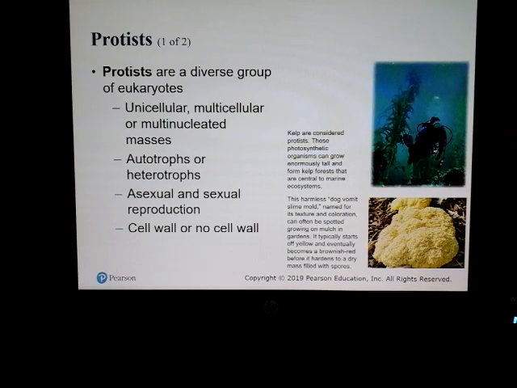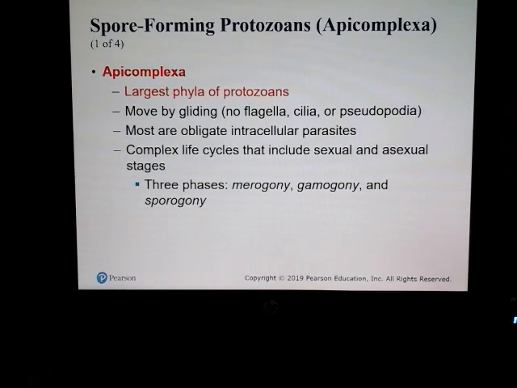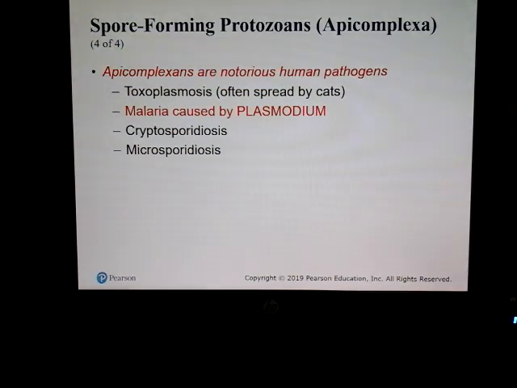Now, protists are unicellular, multicellular, multinucleated. They can have sexual or asexual reproduction. Sometimes they have a cell wall, sometimes they do not. The one group I'd like you to be aware of are called apicomplexa. They're the largest phyla of protozoans. Within that group, I'd like you guys to be aware of the one that causes malaria. So please know, malaria is caused by Plasmodium. We're going to be talking about toxoplasmosis later, cryptosporidium, and that kind of thing, but for now, just know, malaria is caused by Plasmodium.